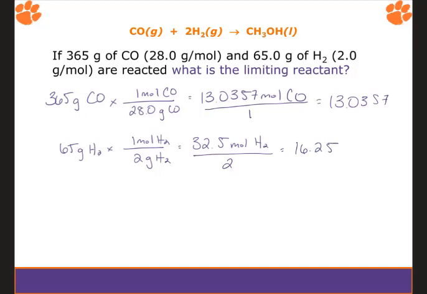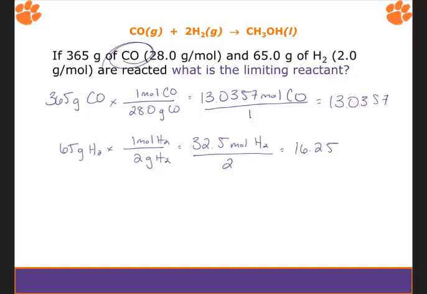16.25. All right, so here, once you divide by the coefficients, you get out these new numbers. Whichever one is smaller here is going to be your limiting reactant. So we looked at this, and carbon monoxide is actually still our limiting reactant, but it doesn't always work out like that.